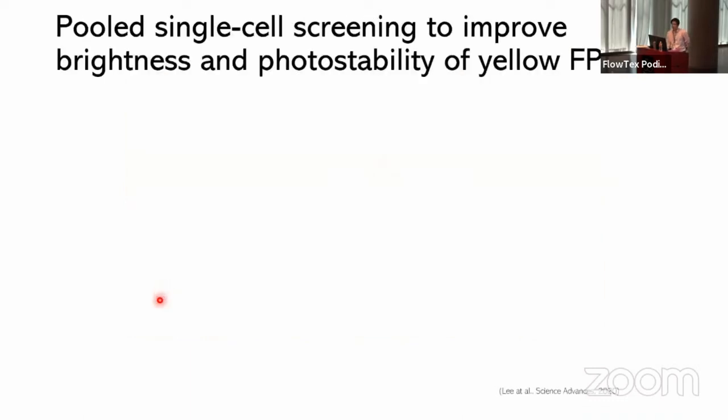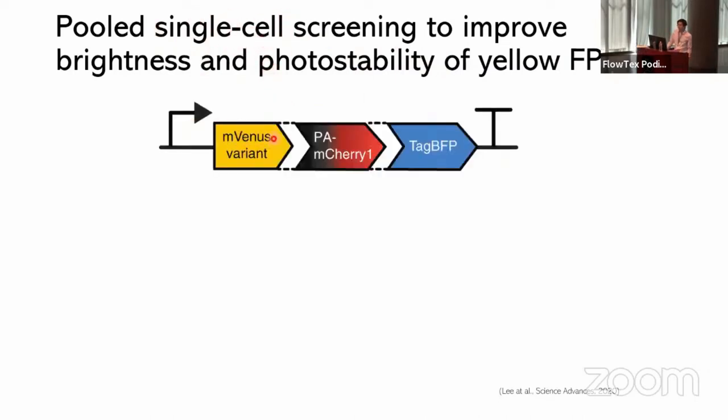And so to show the utility of the platform, we decided to do a protein engineering experiment using the platform. And we wanted to optimize the photostability of a yellow fluorescent protein. And photostability is a temporal property because you have to monitor the fluorescence change over time. So we thought it would be a good application to show the utility of the platform. And we wanted to do a very high throughput pooled single cell level screening. So we basically chose mVenus, which is a commonly used YFP, as a parental yellow fluorescent protein. We did a mutagenesis library based on this variant. We also co-expressed a mCherry for optical tagging and a TagBFP to normalize the expression level variability that we see at the single cell level.